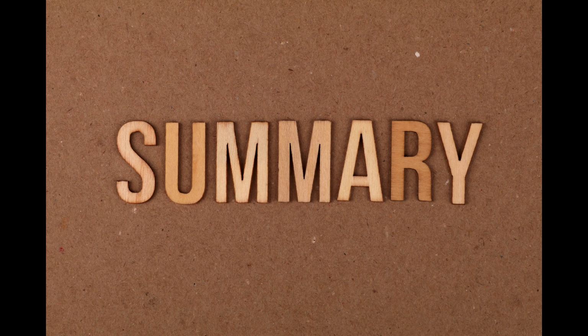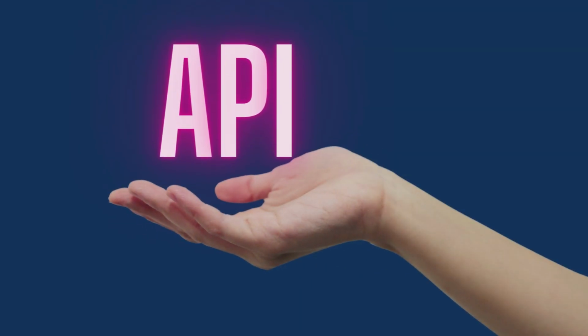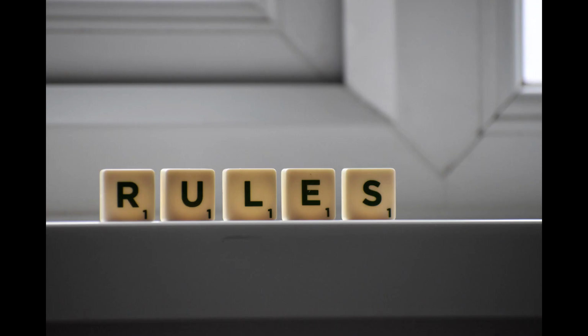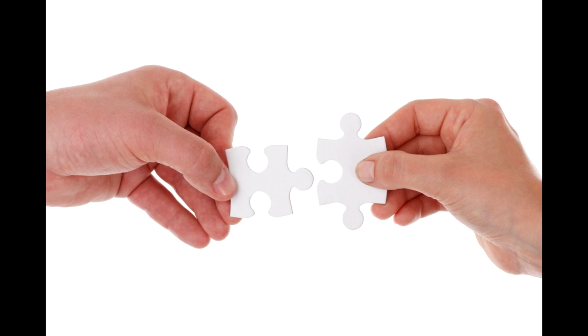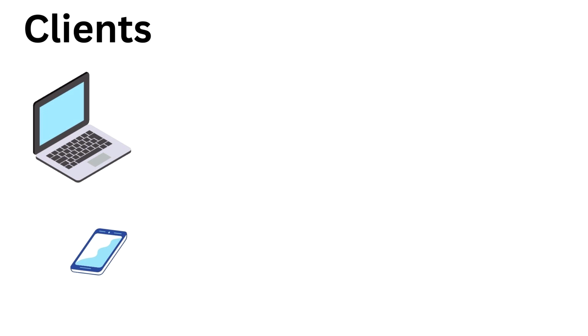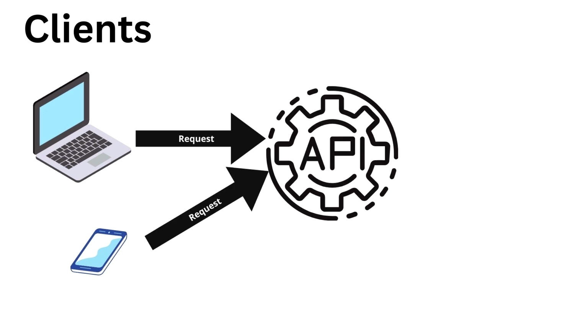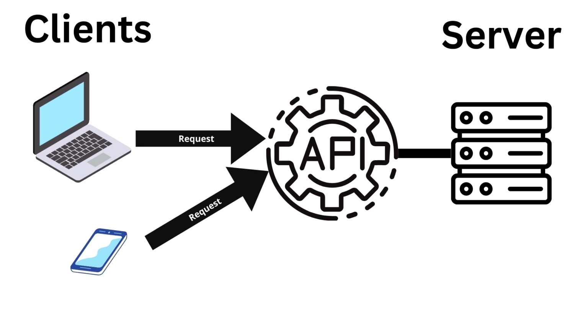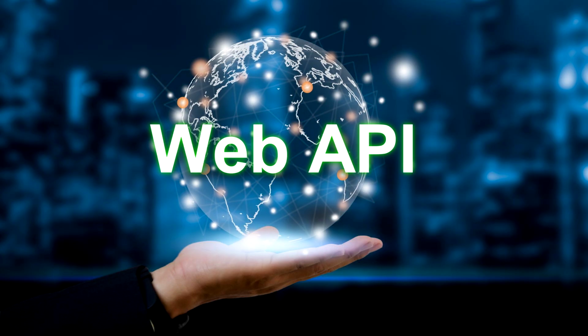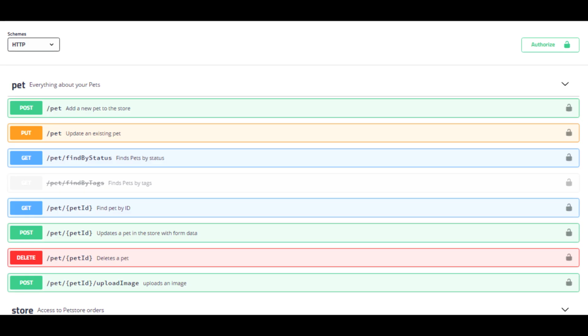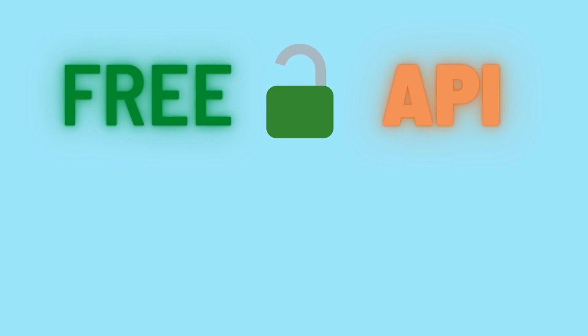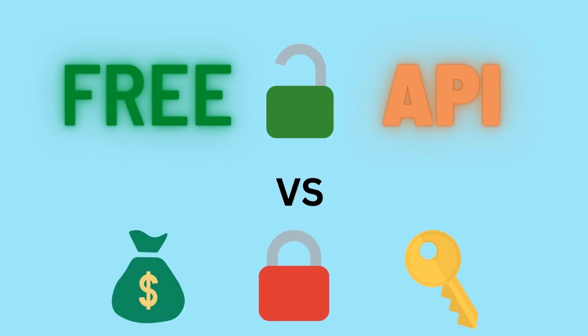Let's summarize everything we learned in this video. An API, or application programming interface, is a set of rules and protocols that define how two pieces of software can communicate with each other. It allows one piece of software, called the client, to request data or services from another piece of software called the server. A web API is a specific type of API that works over the internet. API documentations are essential to provide developers with the information they need to understand how to use a specific API. Some APIs are public and free to use by everyone. Others require users to purchase an API key to access them.